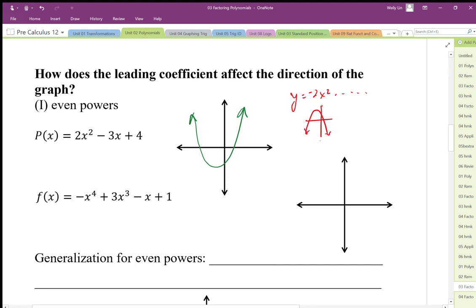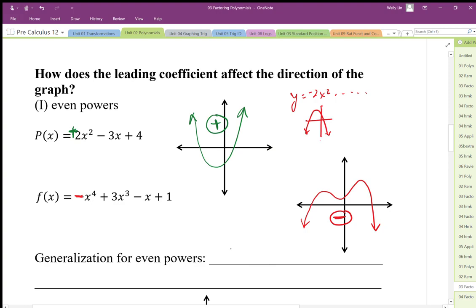Now this property essentially holds true for all even powers. So if it's even with a degree 4, it's going to open up, like that. If it's a negative and even power, it's going to open down. We should draw that a little bit better, but we have our 4th degree polynomial. It's going to look like this. So this is a negative leading coefficient, whereas if we have a positive leading coefficient here, we're going to open up.